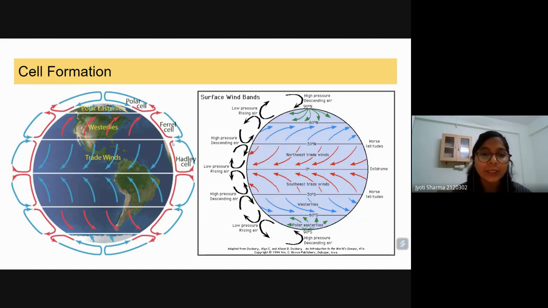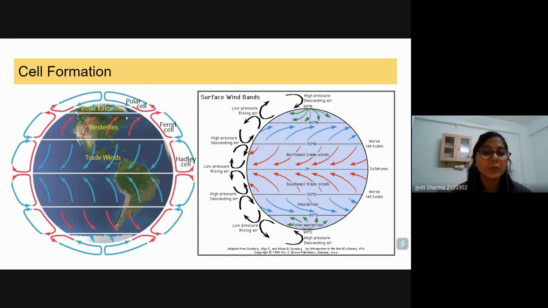It will move in both directions and will sink near the 30th degree north. After sinking, because the air is cool and coming down to the surface, it will create high pressure. Because air has gone up from the equator, it creates an air deficit region there. Here it is the higher pressure zone, and at the equator it is the low pressure zone. So from higher pressure to low pressure, air will move. So a circulation will happen between 0 to 30 degrees north and 0 to 30 degrees south. This circulation is the Hadley cell.